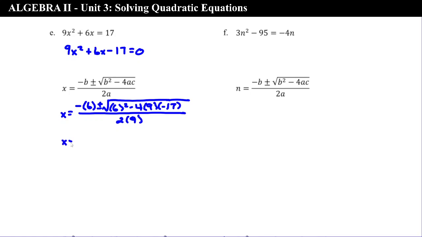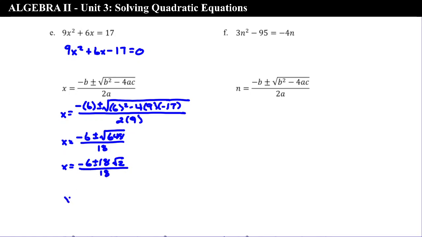So we have x equals negative 6 plus or minus, when you do the square root, you end up with 648 over 18. Now I'm going to go ahead and let you simplify that square root. When you simplify that square root, because we've done plenty of practice on simplifying square roots, it ends up being 18 square root of 2.